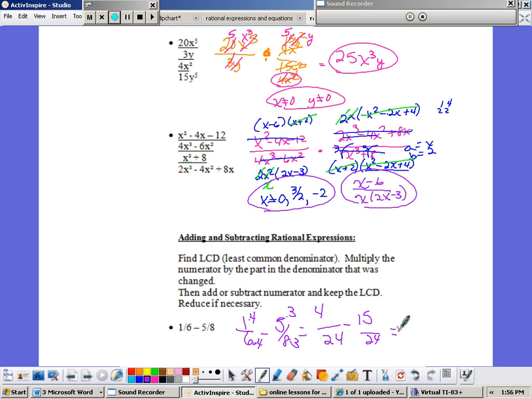So 4 minus 15 is negative 11 over 24. Nothing changes just because we put variables in. We still need a common denominator. We still need to reduce at the end.